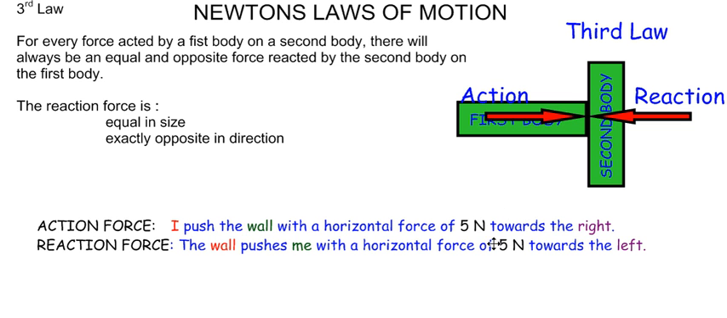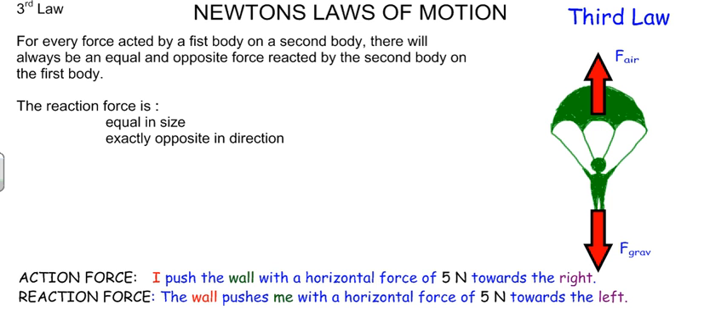The forces are equal in size, however, they're not acting on the same body, so they cannot balance each other out. Now let us consider a parachutist falling at constant speed, so that the gravitational force acting downwards is balanced by the air resistance force acting upwards. Newton's first law states that it will move at constant speed.